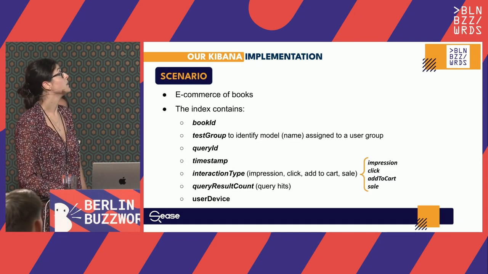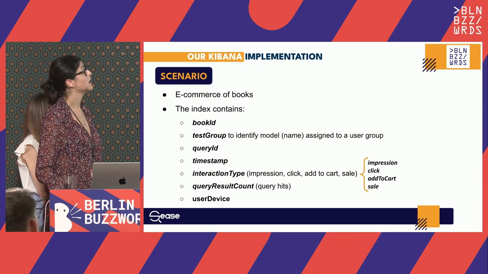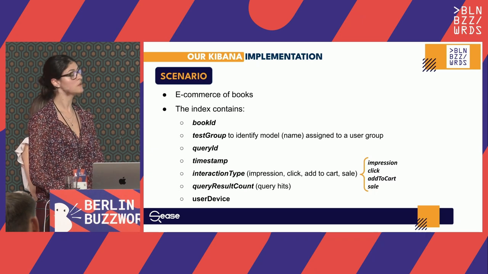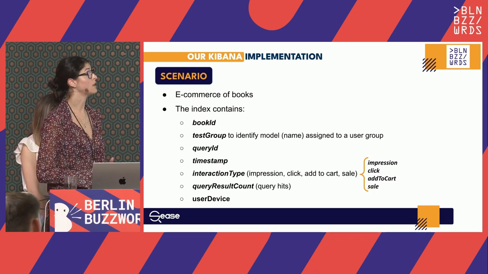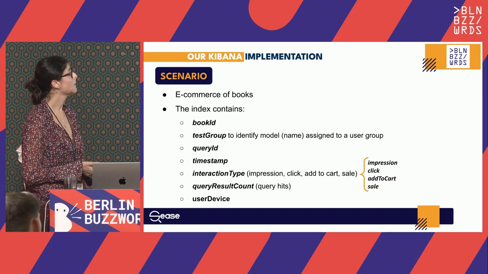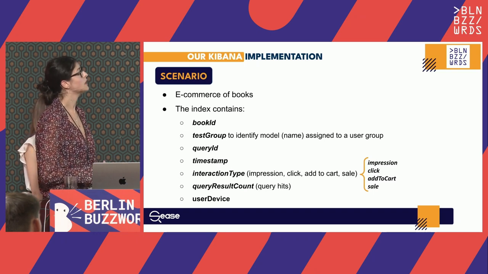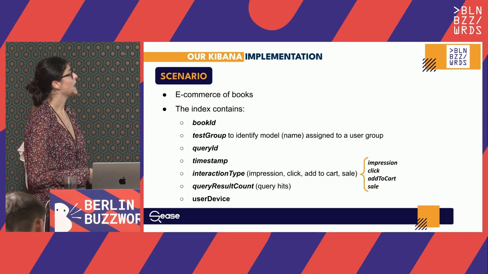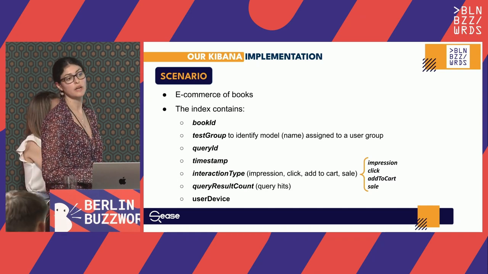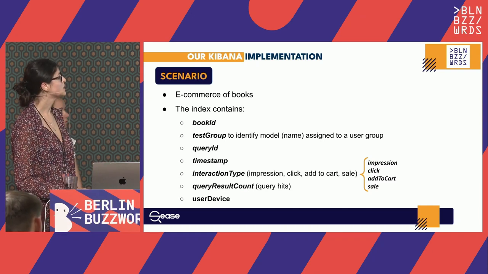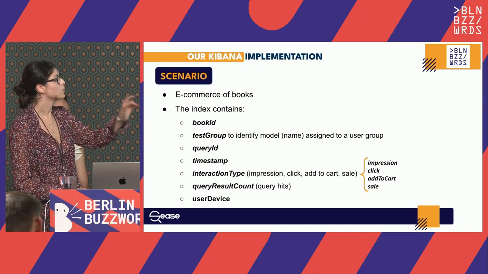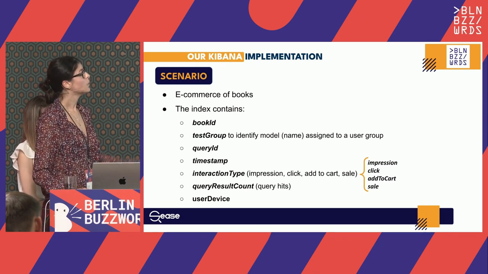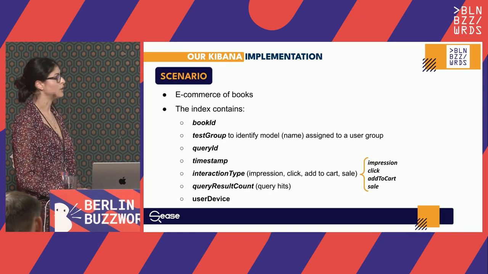Here, in this example implementation, we suppose to be in an e-commerce of books scenario, where we daily collect user interactions to understand how users are interacting with our search engine. And we have an index where we store our user interactions that contains these document fields. So we have the book ID, so an identifier of our product. We have the test group to identify which model was assigned to a user group, model A and model B in our case. We have the query, that in our case was the category ID.